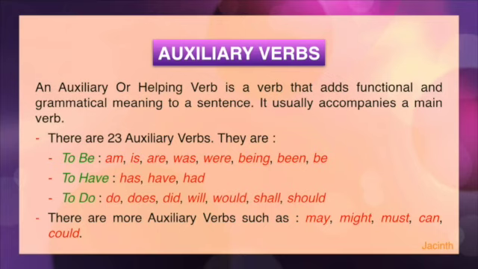Words like is, are, am, has, have are called auxiliary or helping verbs. An auxiliary or helping verb is a verb that adds functional and grammatical meaning to a sentence. It usually accompanies a main verb. Example: the child is sleeping. Is is the auxiliary verb, sleeping is the main verb. There are 23 auxiliary verbs.